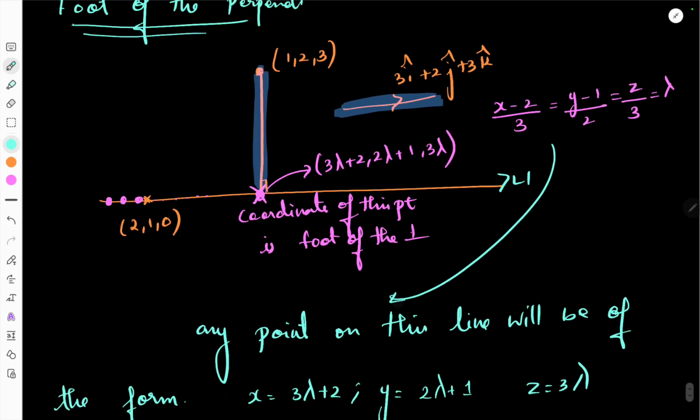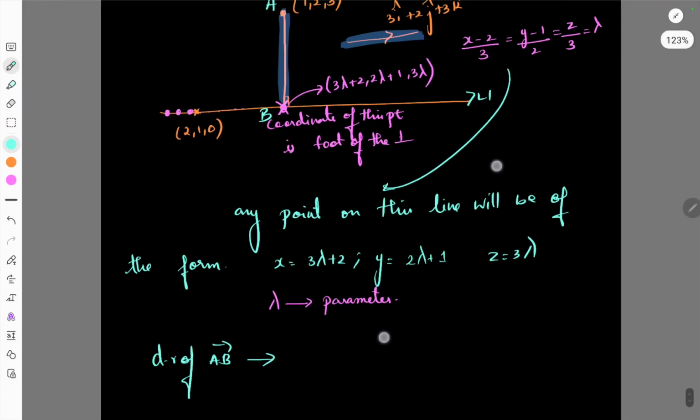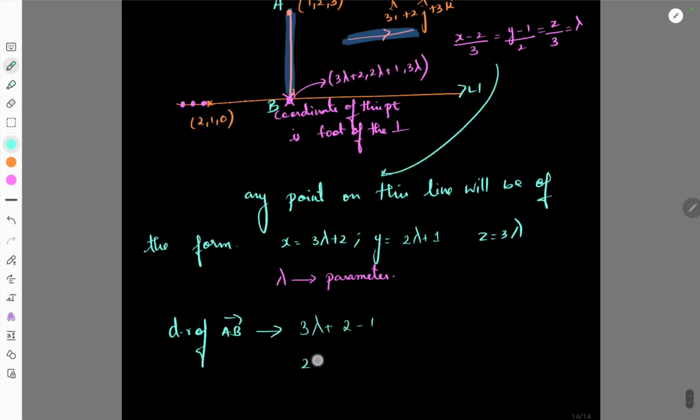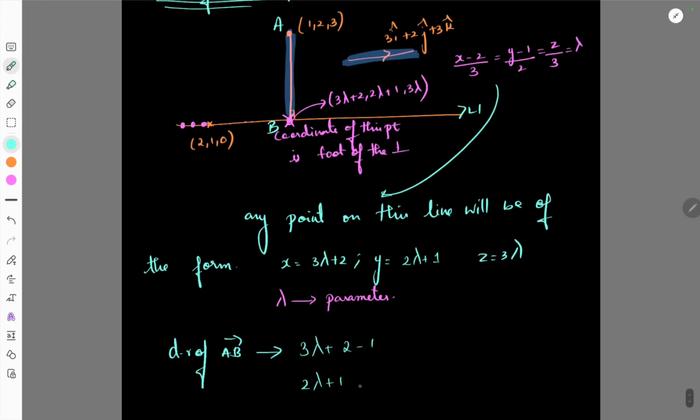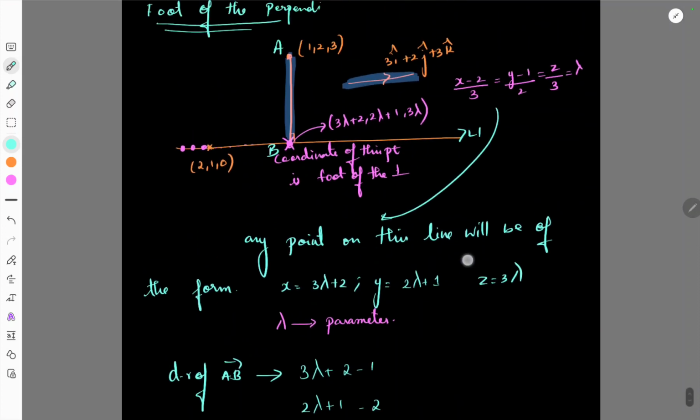First I will find the direction. Let's say this is A and B. So the directional ratios of AB: either we can go with x2 minus x1 or x1 minus x2, so we will go with x2 minus x1. So 3 lambda plus 2 minus 1, next 2 lambda plus 1 minus 2, and the next 3 lambda minus 3.